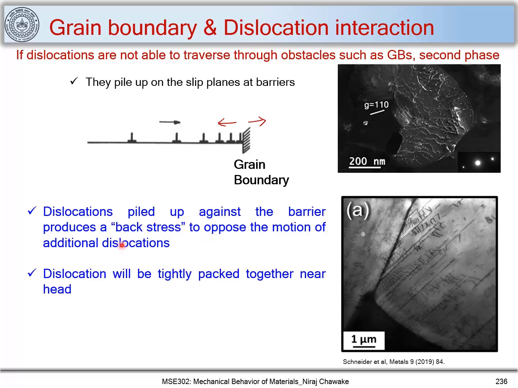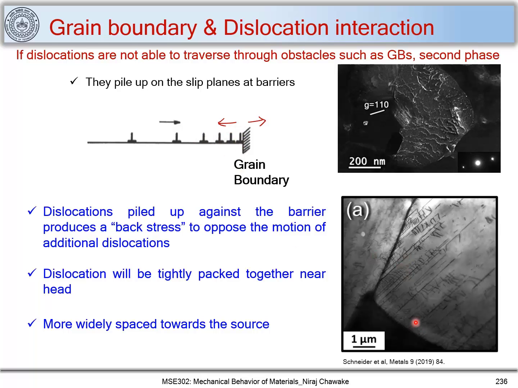So we have discussed this. Dislocations pile up against the barriers and they create a back stress, and thus they oppose the motion of dislocations which are gliding on this slip plane. That is why the dislocations will be tightly packed near the head, that is at this boundary, and they will be widely spaced towards the source of dislocations. Let's say there is a dislocation source here. These dislocations here are widely spread, and these dislocations are tightly packed near the barrier.